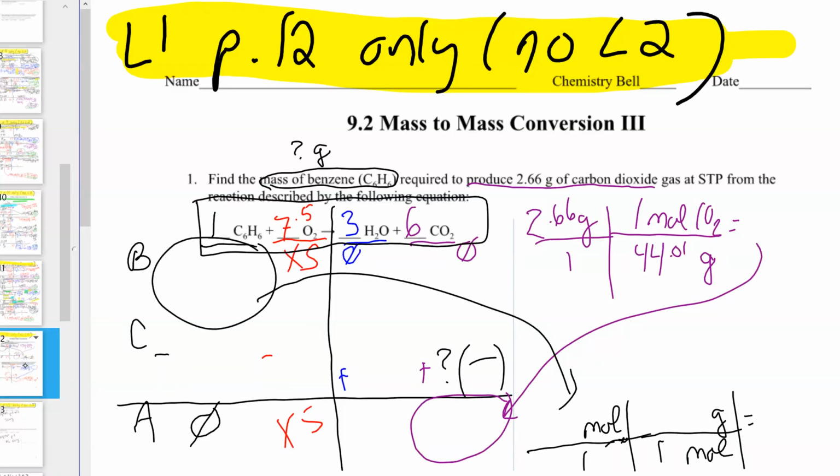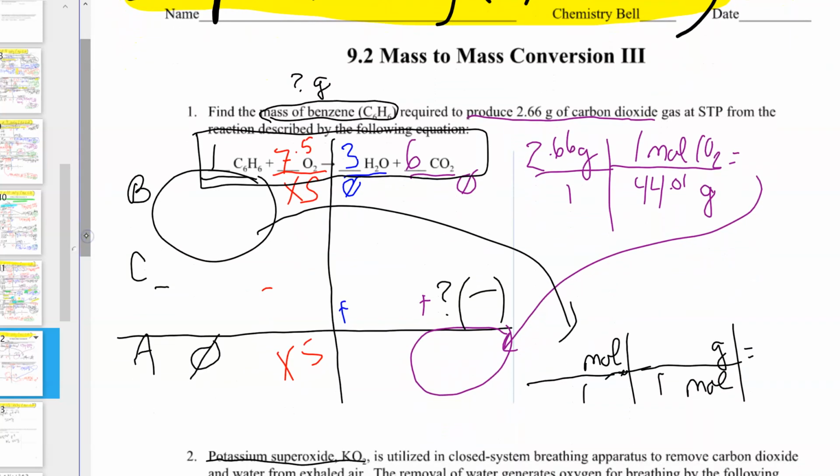Let's work on page 12 right now. So let's look at the first problem. It says, find the mass of benzene, C6H6, so I'm looking for question mark grams, required to produce 2.66 grams of carbon dioxide gas at STP from the reaction described by the following equation. Remember that at STP, it just tells you it's standard temperature and pressure. It helps normalize some things with gases. Don't worry about that. We'll get to it in chapters 10 and 11, gas laws.